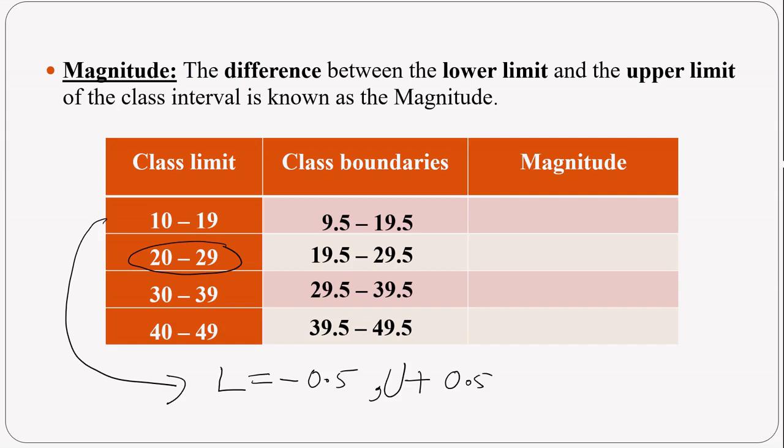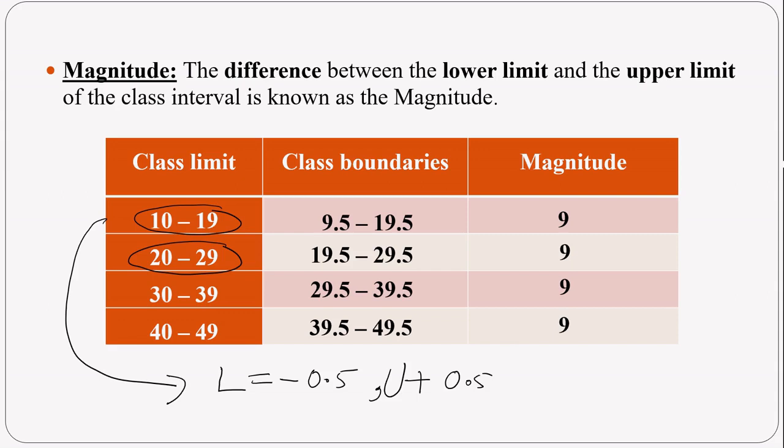Is that clear, dear? Now, how to find magnitude? Magnitude is the difference between the lower limit and upper limit of the class interval. Here 10 and 19 are given: 10 is the lower limit, 19 is the upper limit. So 10 minus 19, how much will we get? Yes, 9. In the same way for the second one, 20 minus 29, 9. 30 minus 39, 9. 40 minus 49, 9. So this is the simple calculation to find the magnitude.